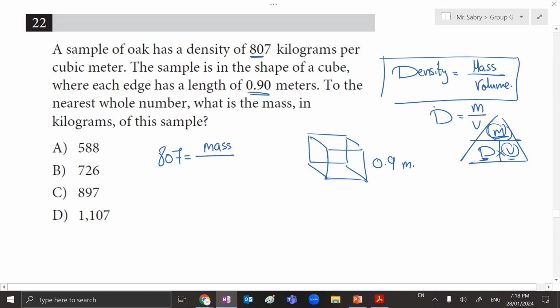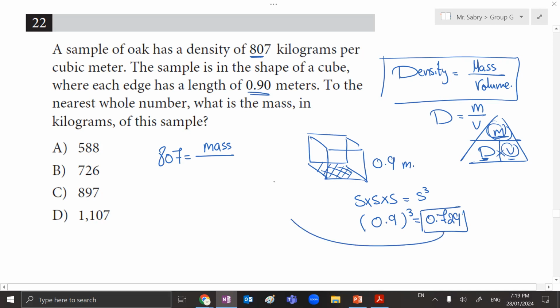I do not have it right now, but I can find it, because the volume of any shape is basically the area of the base multiplied by the height. So for a cube it's side times side times side, which is side to the power of 3. So I can take the 0.9 and put it to the power of 3 in order to find the volume of the cube. So 0.9 to the power of 3, perfect, 0.729.